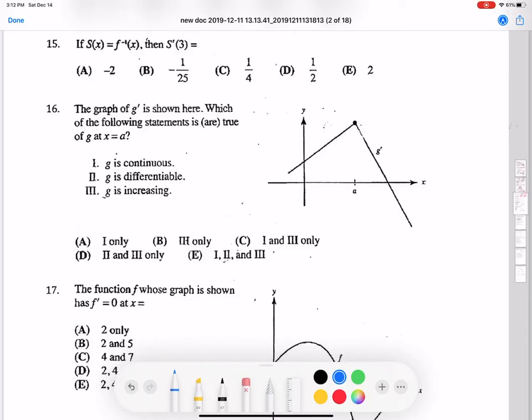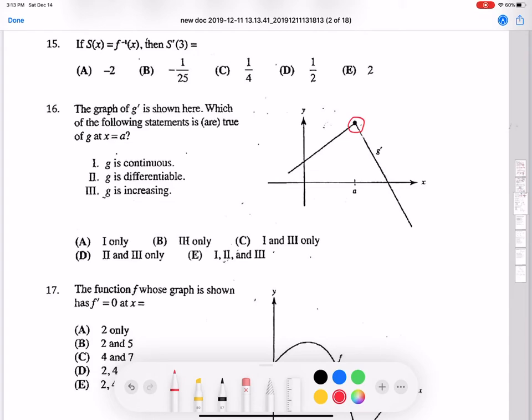Okay, let's just start from number 16, the second video for review of AP Calculus AP midterm. Number 16, the graph of G prime is shown here. Which of the following statements is or are true of G at x equals a? At x equals a, this point, corner, it is continuous.